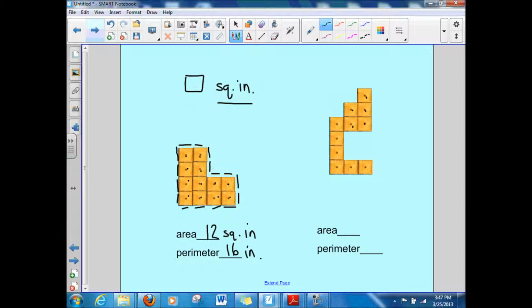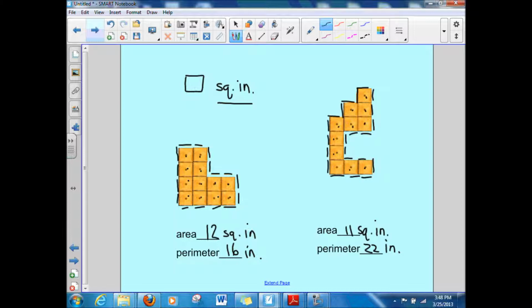Let's look at this other figure here. 1, 2, 3, 4, 5, 6, 7, 8, 9, 10, 11. The area for this one is 11 square inches. And the perimeter, 1, 2, 3, up through 22. 22 is the perimeter of this one. Would you have guessed that with less square inches that the perimeter would be greater? 22 inches is its perimeter.